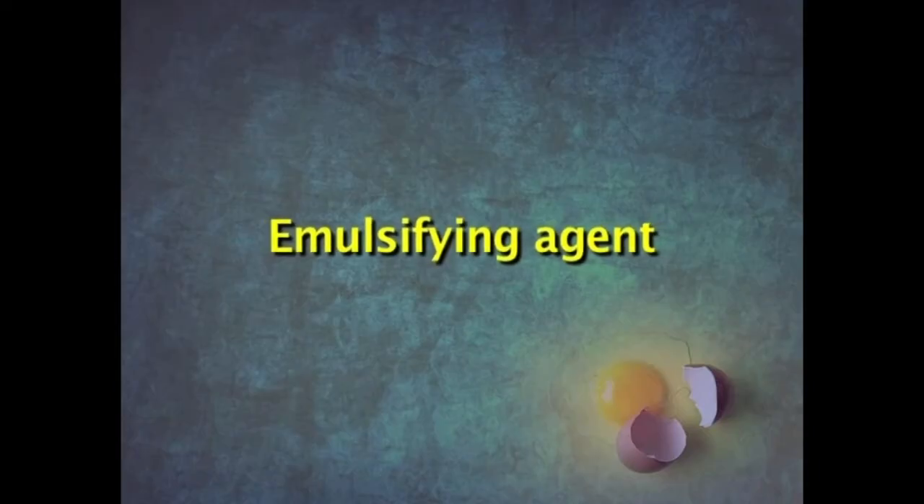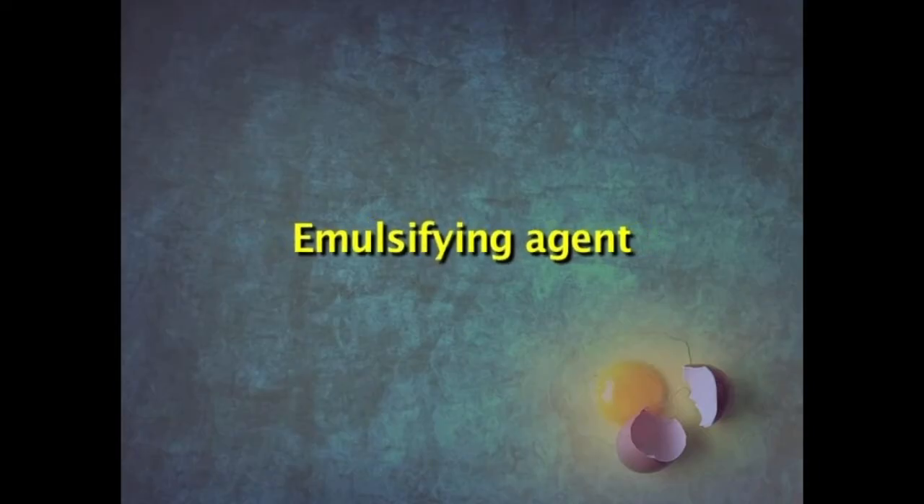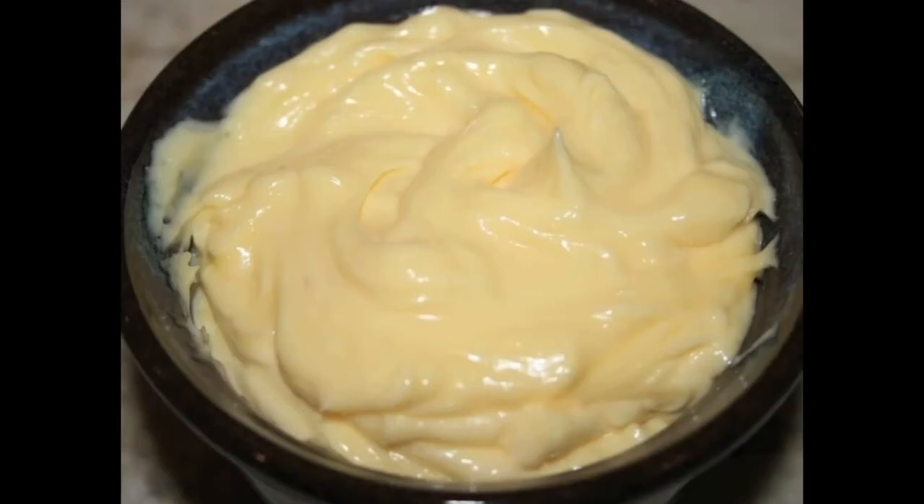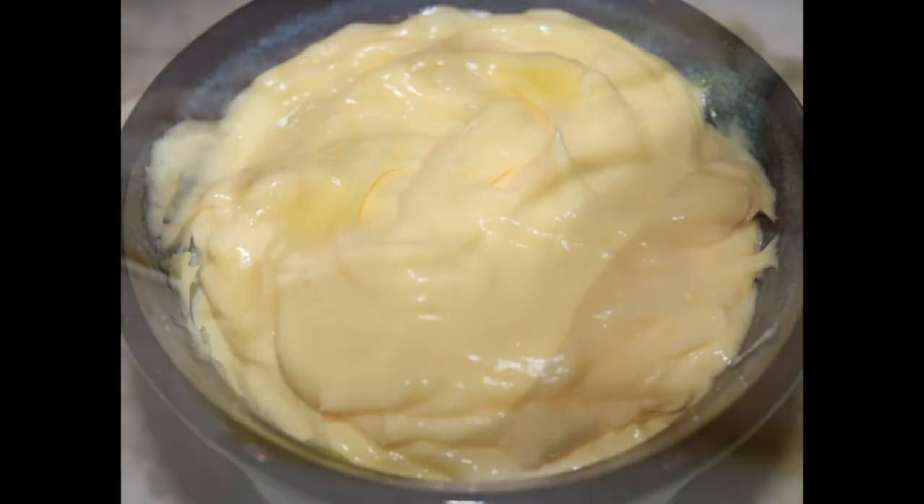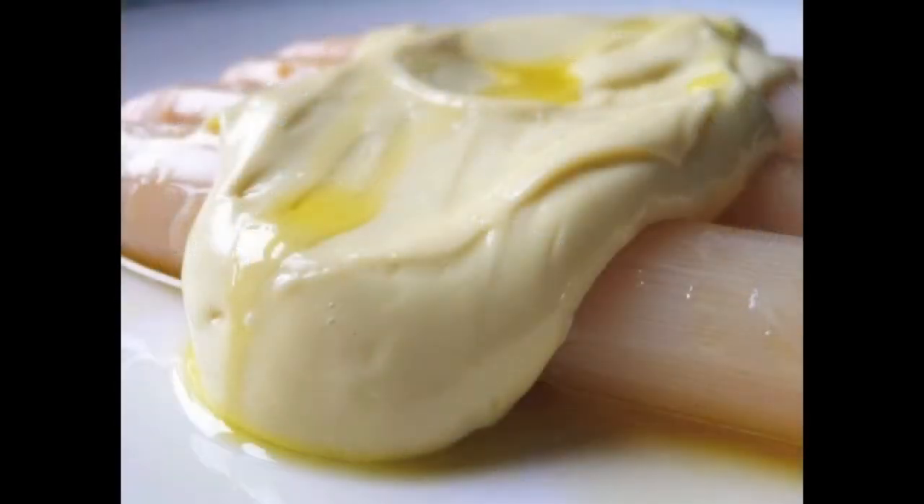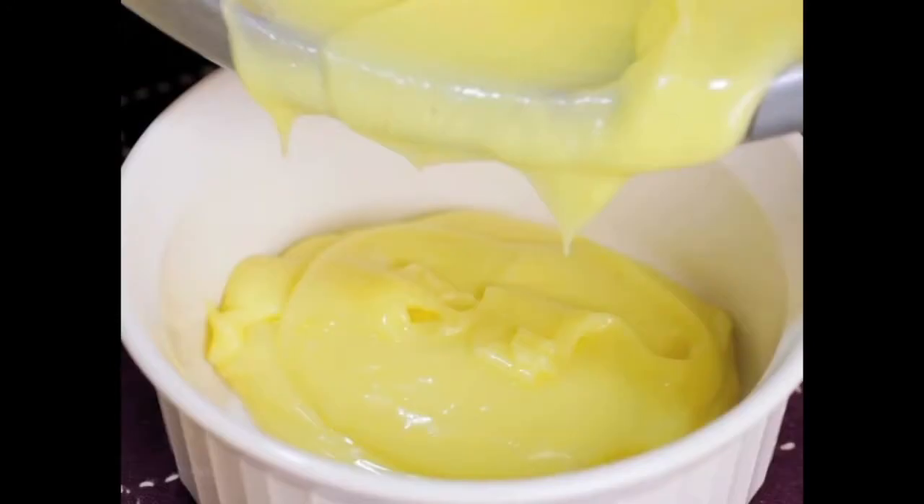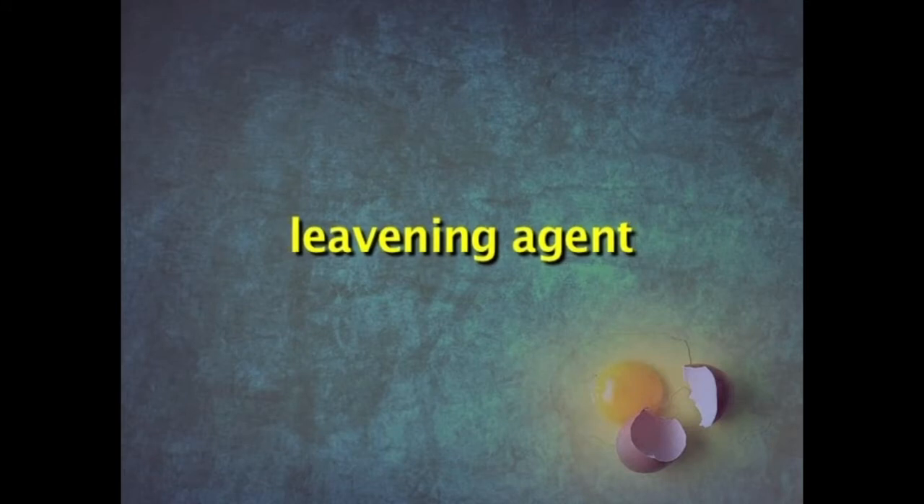Egg is also used as an emulsifying agent, for example, in mayonnaise. Mayonnaise is a spread that is widely used for sandwiches, burgers, etc. It consists of egg yolk, which is beaten along with oil. So the egg yolk forms a tiny film and traps air, and this gives a very smooth and creamy texture to the mayonnaise. Egg is also used as a leavening agent.